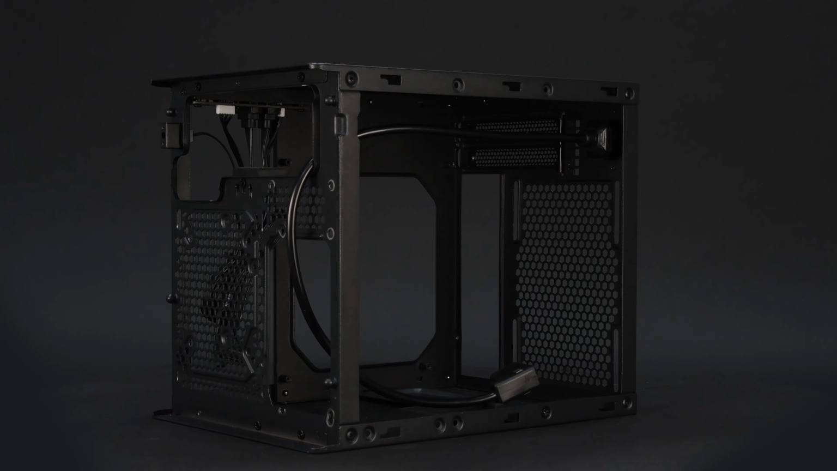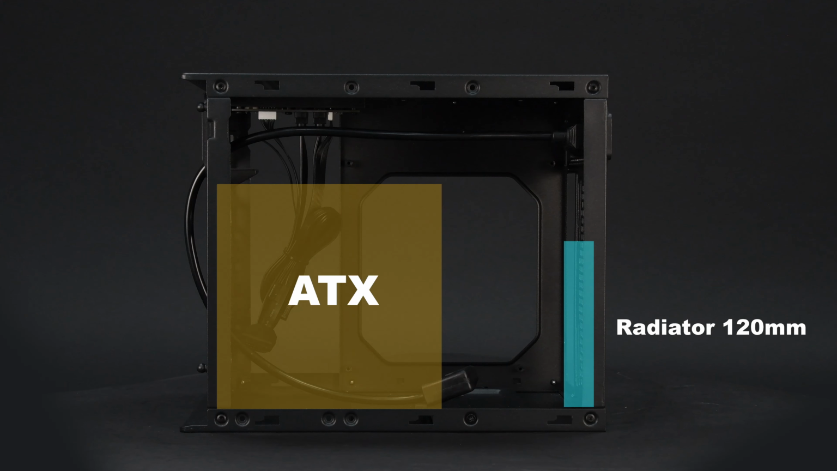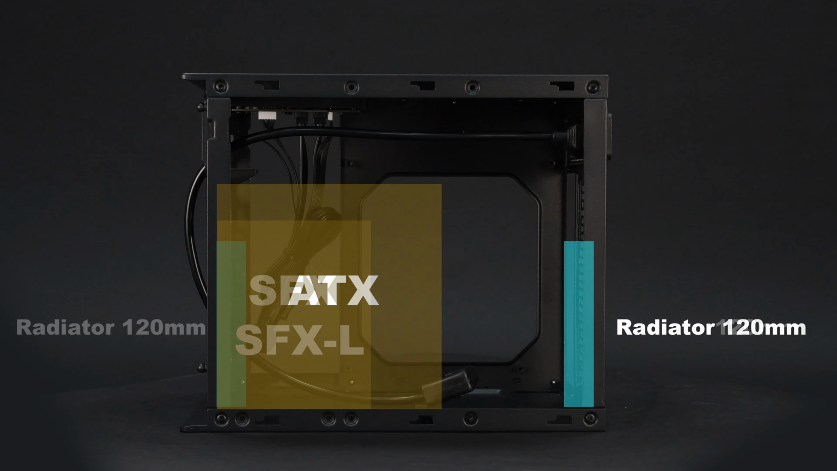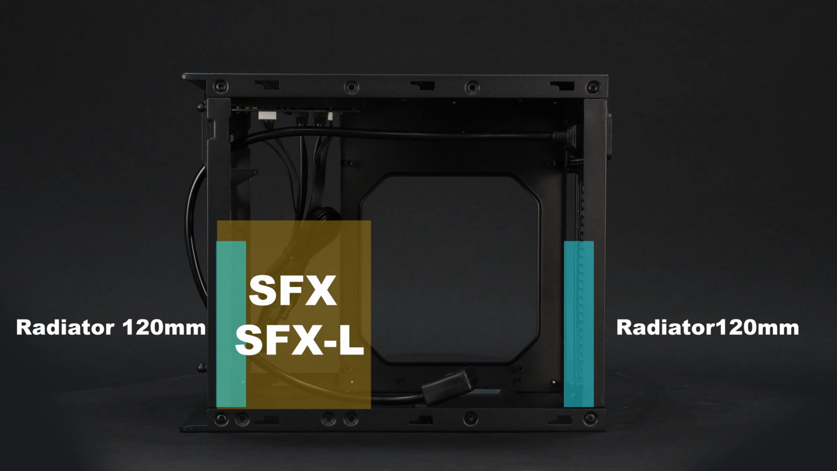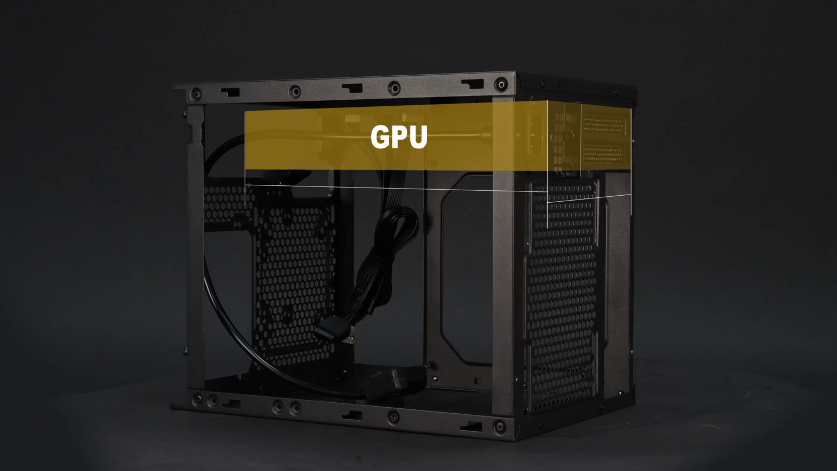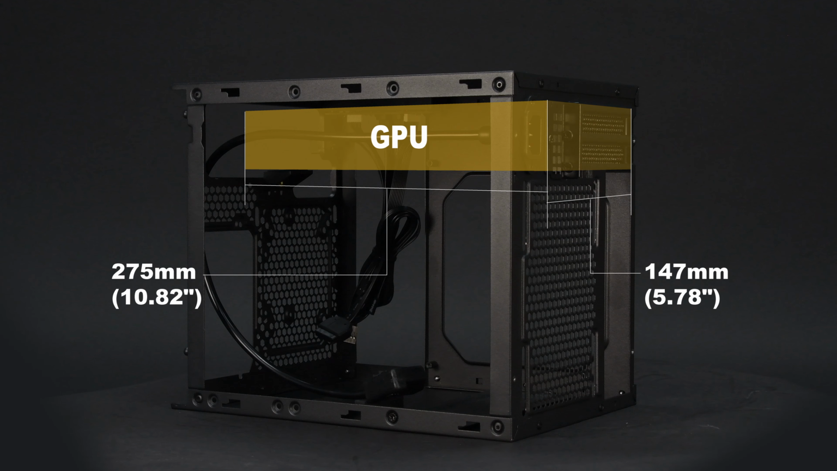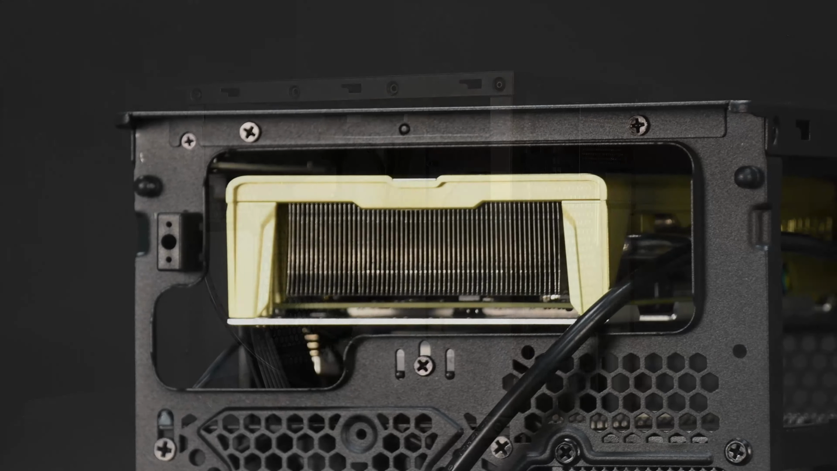For radiator support, ATX power supplies is only compatible with one 120mm radiator at the rear, while SFX or SFXL supports 120mm at the front and the rear. Due to the 180-degree rotated motherboard layout, the top compartment is solely for the graphics card, which supports GPU cards of up to 275mm in length and 147mm in width.